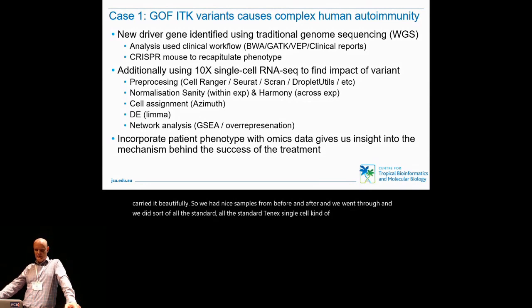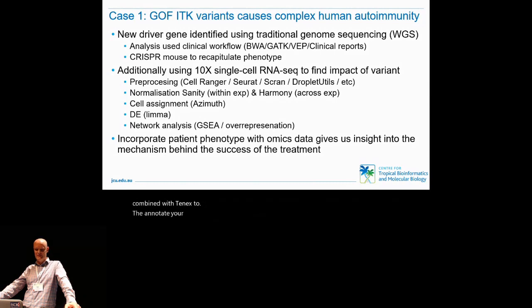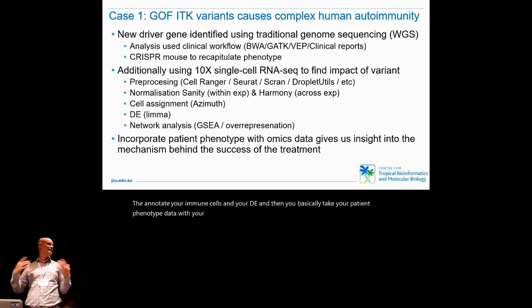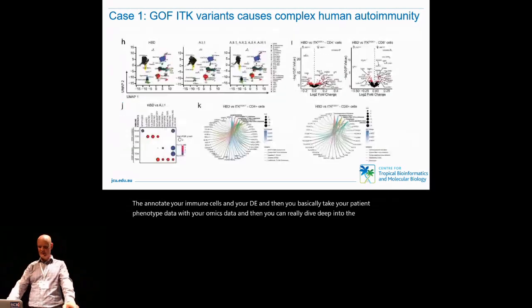kind of things with normalization and cell assignment with Azimuth. Increasingly, people are using CITE-seq as well. You can use it really well combined with 10x to actually annotate your immune cells and your DE. And then you basically take your patient phenotype data with your omics data, and then you can really dive deep into the mechanism of what's happening.